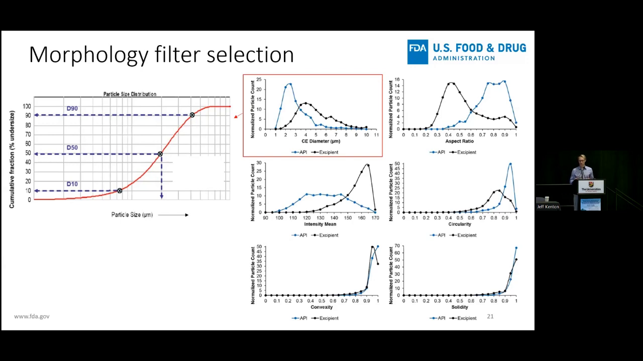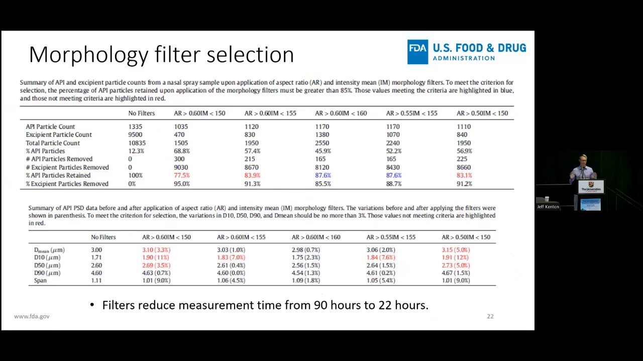But ultimately what we're after is this API particle size distribution, and you want to extract the D10, D50, and D90 from it. So not to throw a bunch of numbers at you, but this is a multi-dimensional problem. I showed 5 examples of how you can characterize particles on the last slide, and there are more than that. So we chose to use aspect ratio and intensity mean as a means of cutting out all of the excipient particles, or as many as we can, and then retaining the API particles.